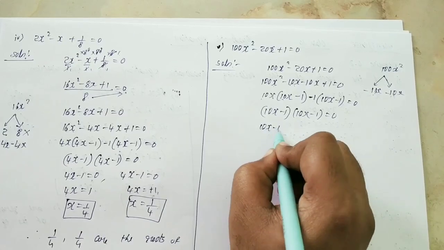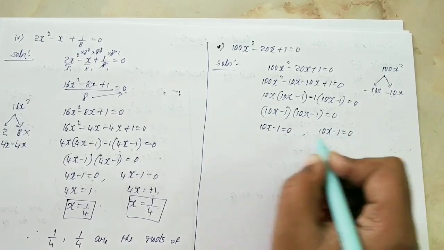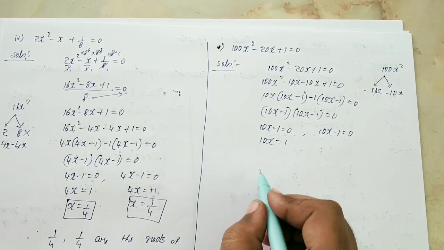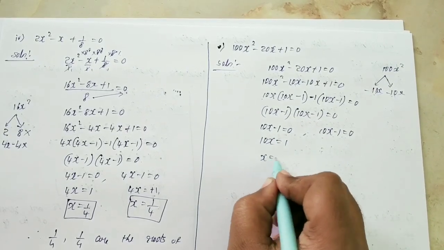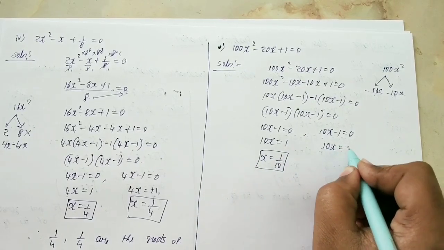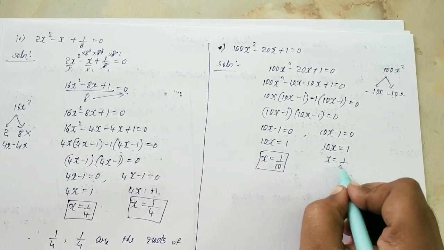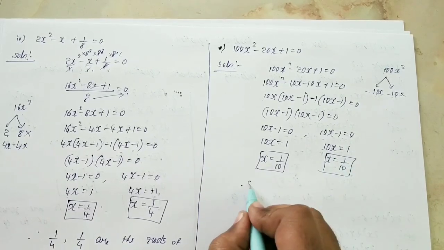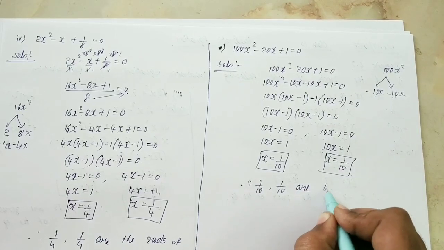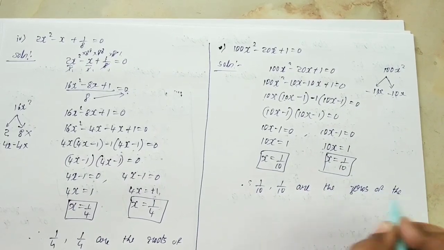Now 10x minus 1 is equal to 0. Then one more 10x minus 1 is equal to 0. Now 10x is equal to, if I shift minus 1 to the RHS, it will become plus 1. So x is equal to 1 by 10. Again in the same way this will become plus 1. So x is equal to 1 by 10. Therefore 1 by 10 and 1 by 10 are the zeros of the equation.